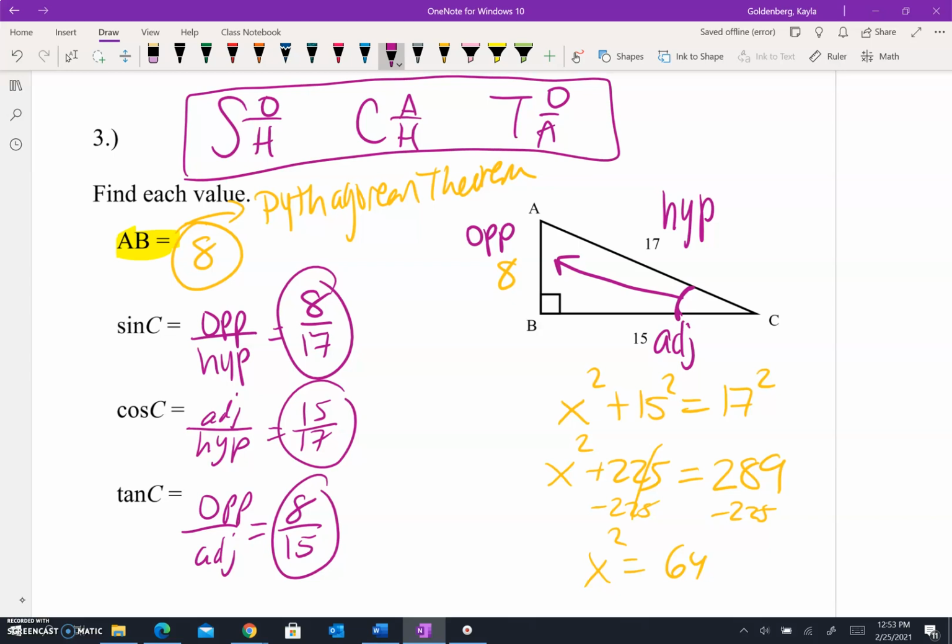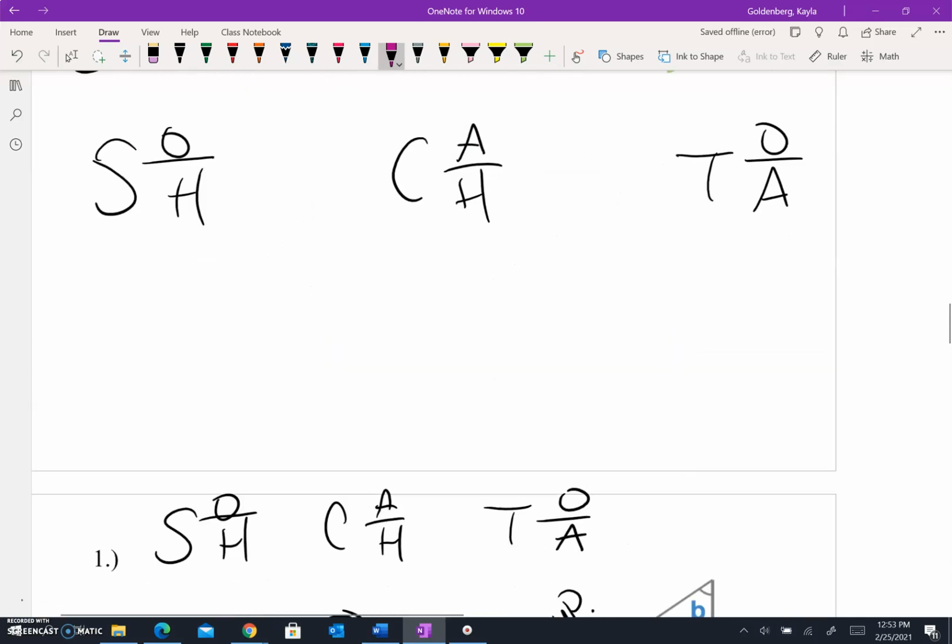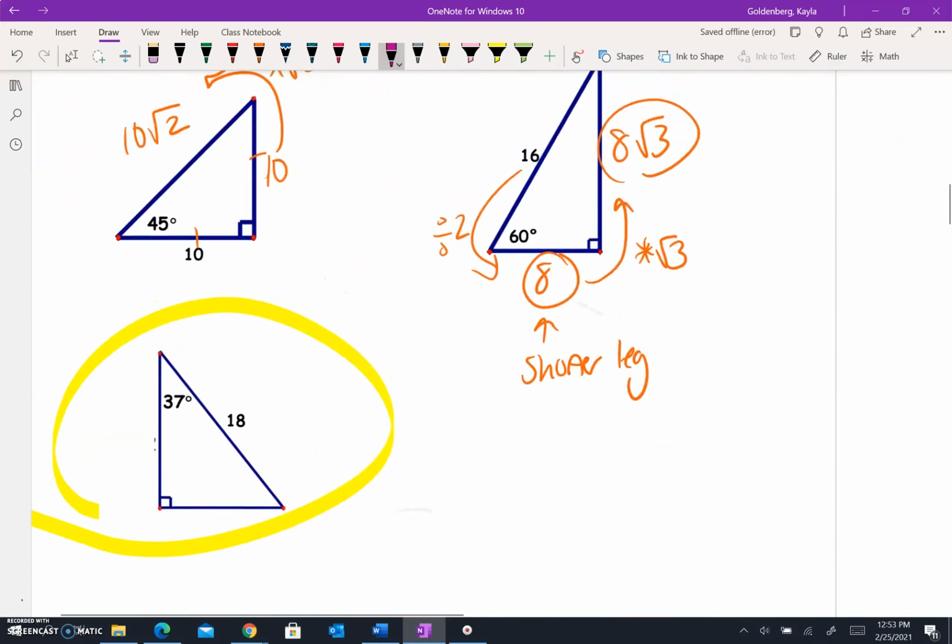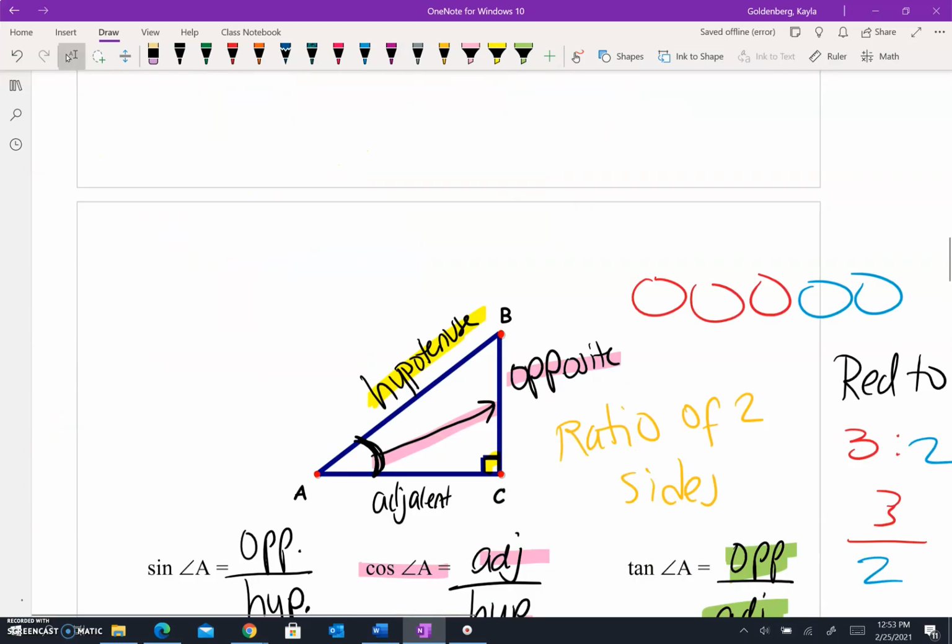So that's it for the first notes video. Feel free to move on to notes video 2, where we're going to look at how to use this to help us find a missing side. That's going to kind of go back to our question on the front page of how could we find some missing sides here.